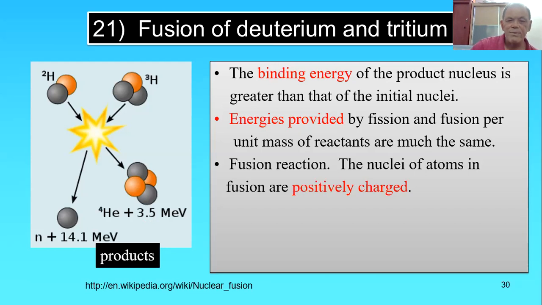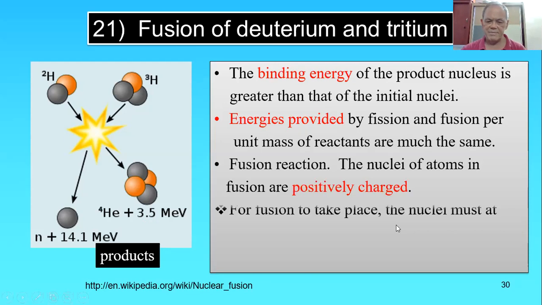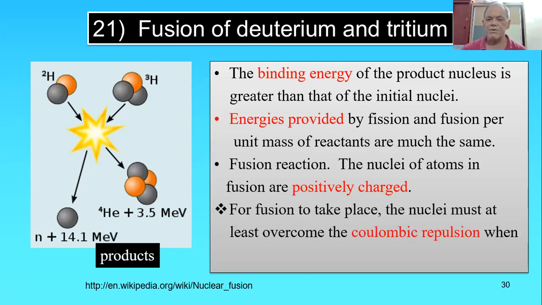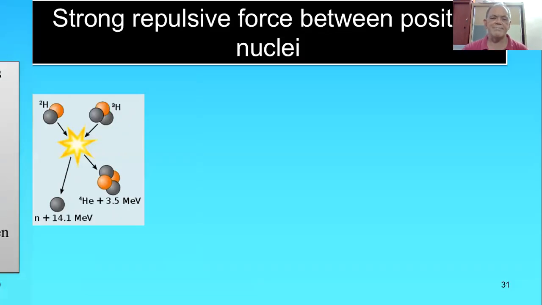The first thing to remember, what is the problem with fusion? Both nuclei are positively charged. The deuterium and the tritium nuclei are positively charged. And for fusion to take place, the nuclei must at least overcome the repulsive force. We call it Coulombic repulsion when approaching each other. They must overcome that before they can interact.